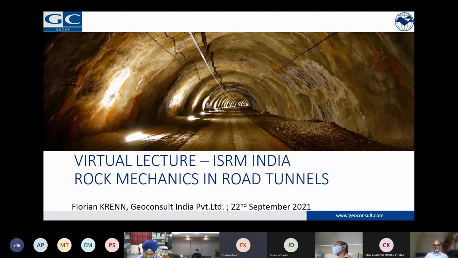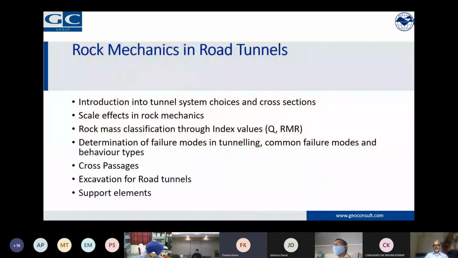Well, today's topic is rock mechanics, explicitly in road tunnels. The main reason for road tunnels is that we have tunnel systems and choices for different cross sections and systems. So the brief of the presentation today will be some introduction into the tunnel system choices and cross sections that are, so to say, a distinctive feature of road tunnels.